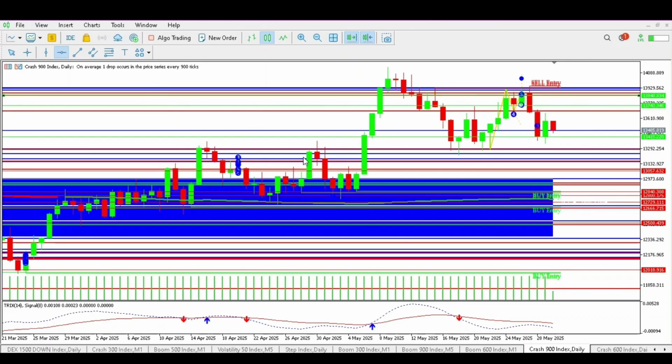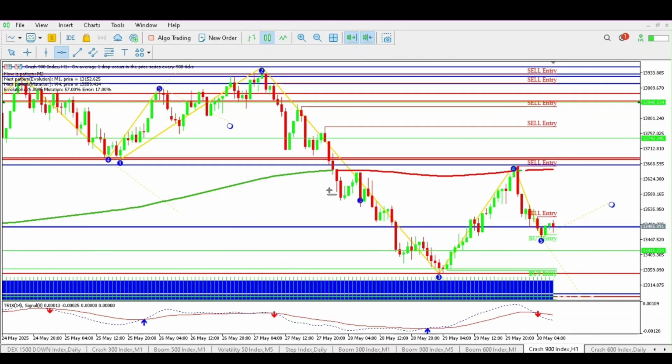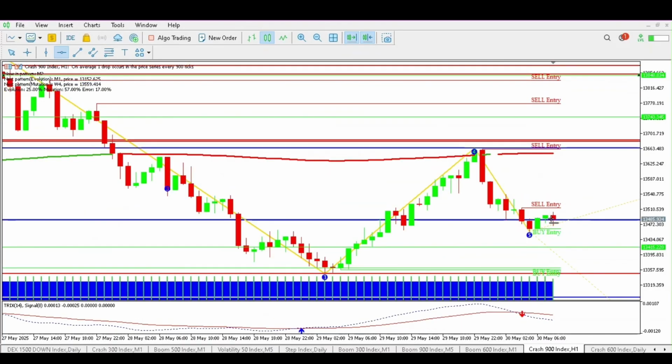So we now check on H1 to see whether we can get opportunities to scalp. Here, this is our H1. Our H1 is not that good. As you can see, we also have bullish candlesticks here, so the market can just move in any direction. So we avoid this kind of trade. We only want obvious trades.